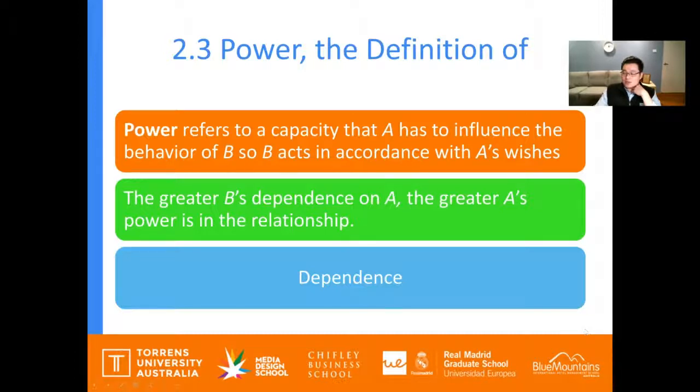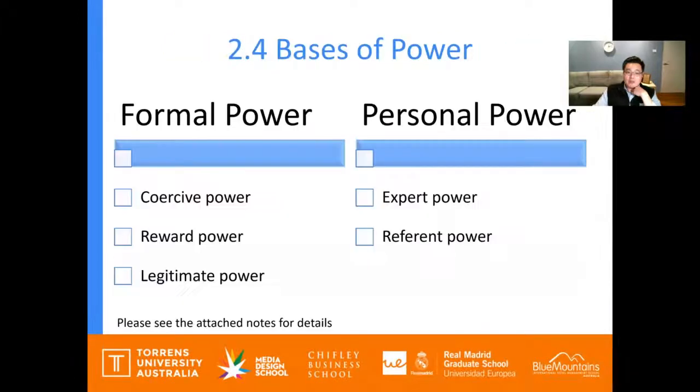This topic is very short. We just define what the power is. And then we move to the next topic, which is the basis of power. We have the formal powers and the personal power. Formal power would be coercive power, reward power, and legitimate power. The personal power is expert power or referent power.